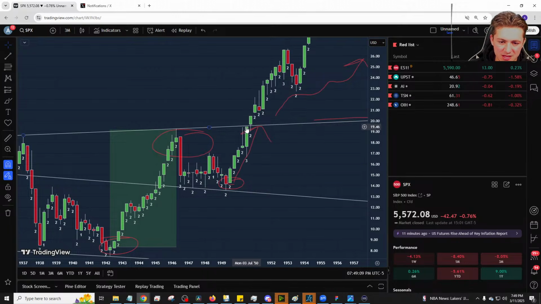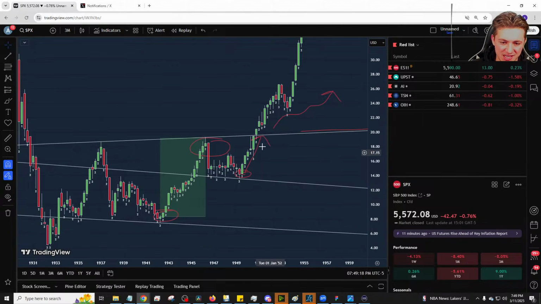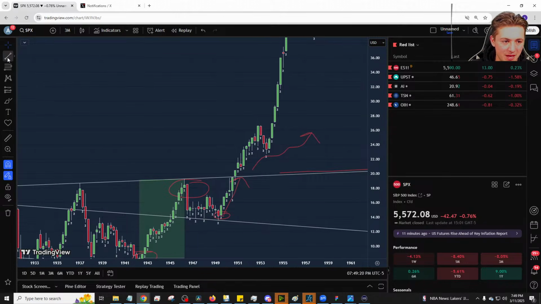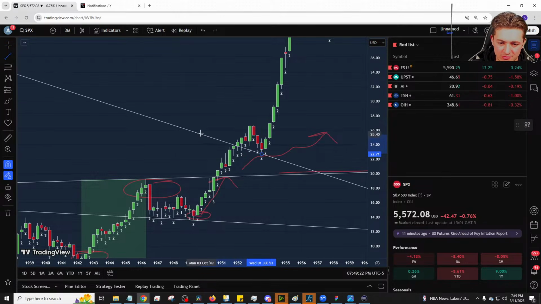Then we have a 3-2, which is a broadening formation expansion here, and then that's successful. They stay outside of this level. So now we can leave that drawn out and say that's expansion. This is getting bigger. And what they'll do then is they'll start trending more often than not.